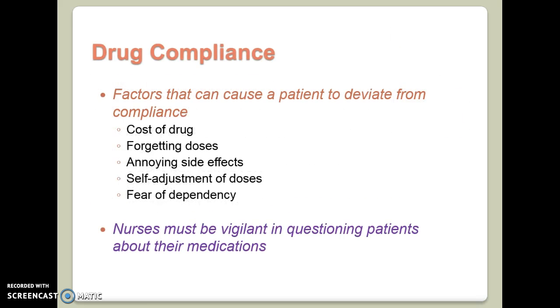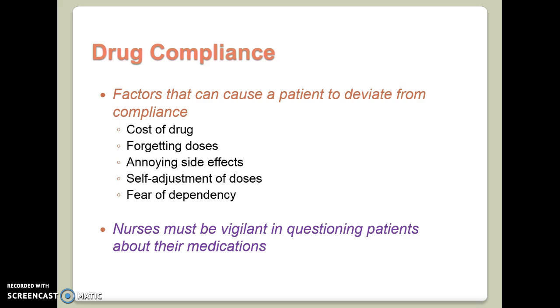Factors that can cause it: cost of the drug, especially as we look into an aging population and the Medicare. The Medicare drug plan will cover medications up to a point, and then they have what's called the donut hole, where the patient is paying full out of pocket the cost of the medication until they reach a certain point where the coverage will pick up again. So sometimes patients can't afford the cost of the drug.